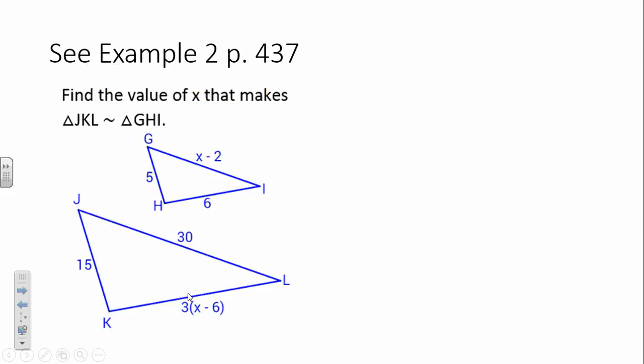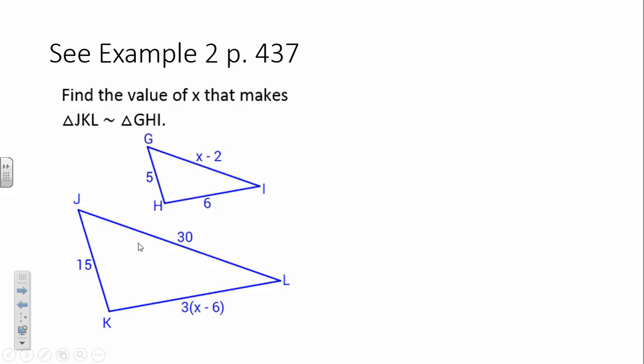Okay, so next example is also a side-side-side similarity example. They tell us that triangle JKL is similar to triangle GHI. That means that the sides have to be proportional. So you have to look at these and decide which one appears to be the longest side. We're going to call that our Papa Bear. And it may not be the longest side when it's all said and done, but as long as we're writing our proportional statements in the correct order, we'll be fine.